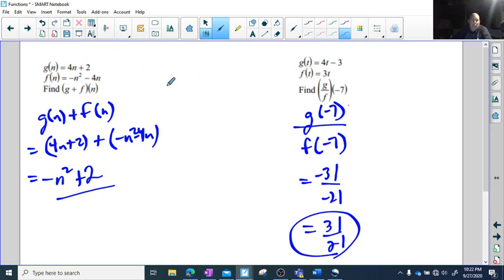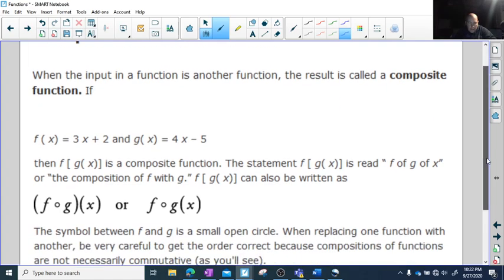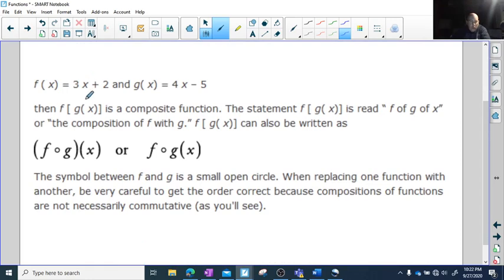So that's called combining functions or combinations of functions. The next thing I'm going to show you is what's called composition of functions. It's when the input of a function is actually another function. So for example, and there's two ways you'll see it written. This way is where you have the double bracket, so it's f evaluated at g of x.